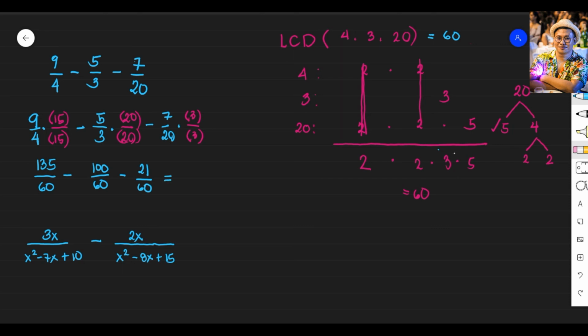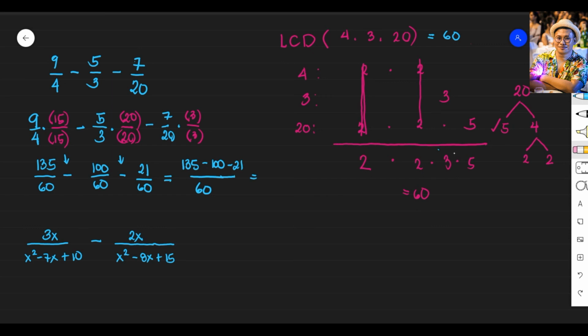If you notice, we already have a set of similar fractions. When we say similar fractions again, these are fractions that have the same denominator. So we can just easily do the subtraction right away. So we are going to copy the denominator, which is 60. Okay, and do the operation in the numerator. We have 135 minus, because we have subtraction here, minus 100 minus 21. There you go.